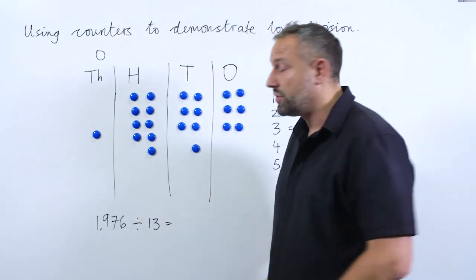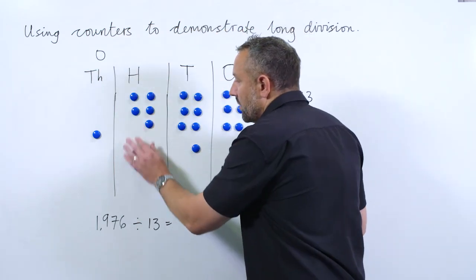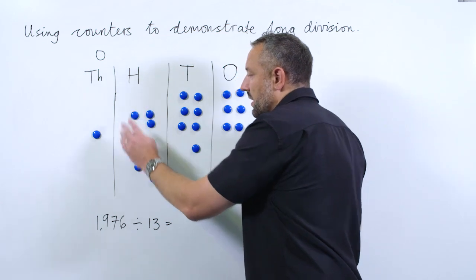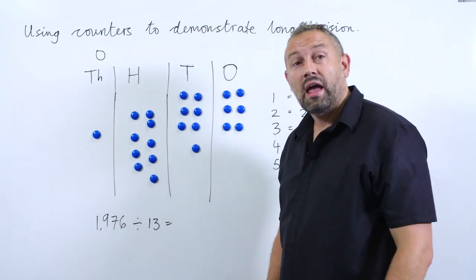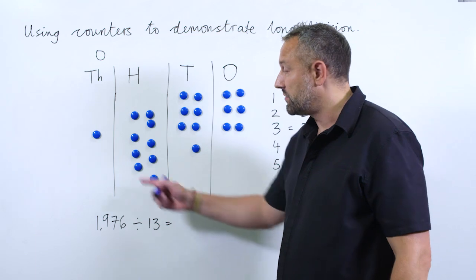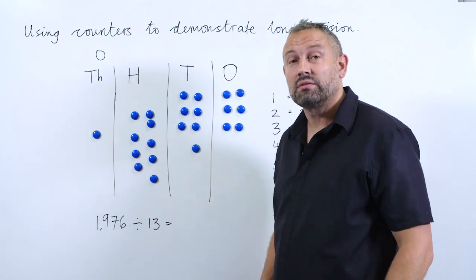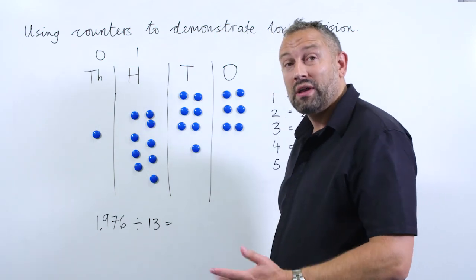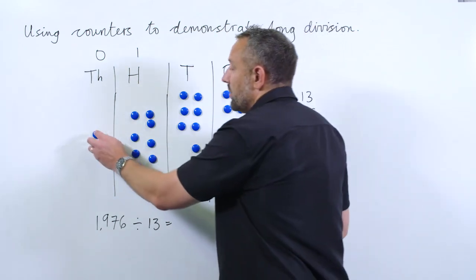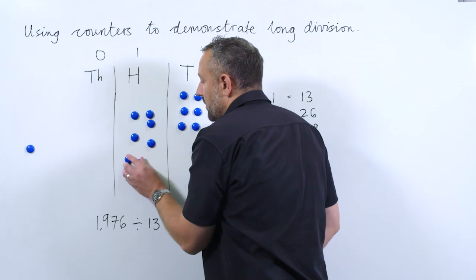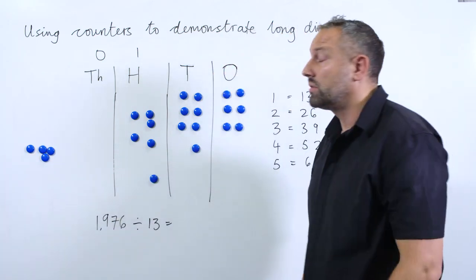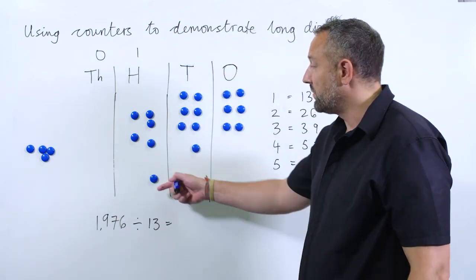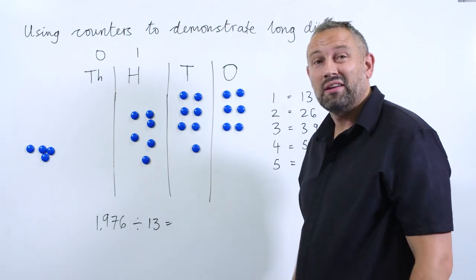So then we move to the hundreds, and we bring down these counters. So then how many groups of 13 can we make out of these 19 counters? And the answer is 1. And we put it there above the hundreds column. We now need to remove or subtract the 13. 1,300. Which leaves us with 600 remaining.